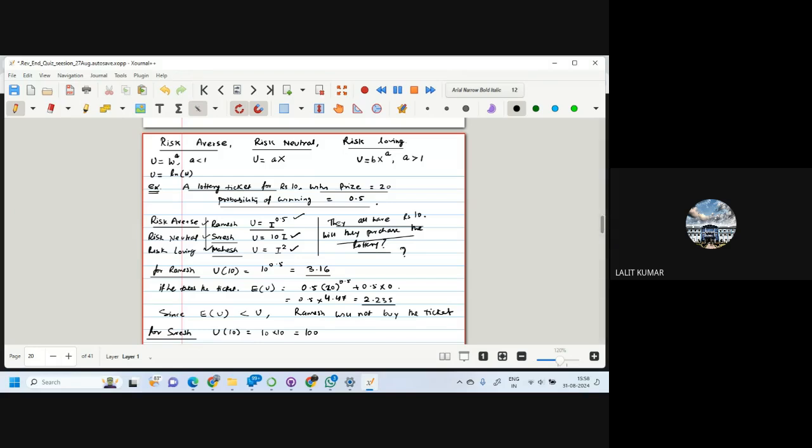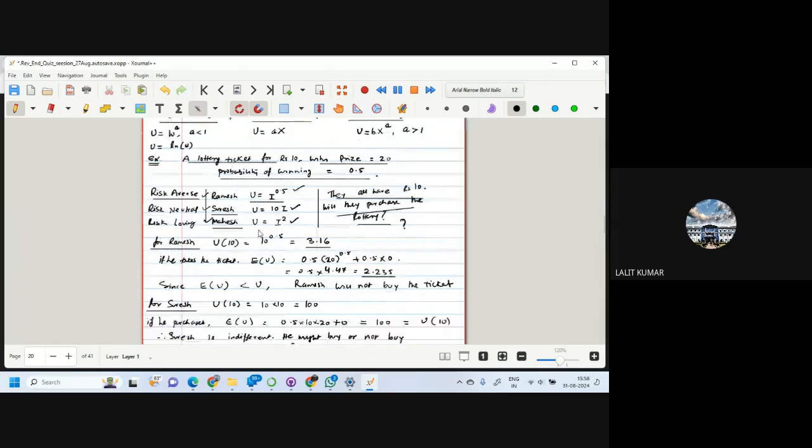This similar question was there in the GMAT also and here also. So for Ramesh, his present utility is 10 to the power 0.5, which is 3.16. If he takes the ticket for $10, his expected utility is 0.5 into 20 to the power 0.5.